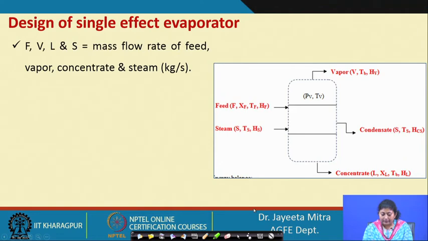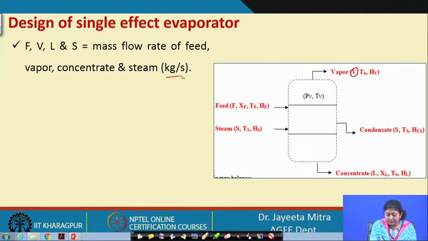Now, F is the feed, the mass flow rate of the feed in kg per second. V is the vapor, the mass flow rate of the vapor in kg per second. L is the mass flow rate of the concentrate coming out from the evaporator, also in kg per second. And we have S, which is the steam, also a flow rate in kg per second.